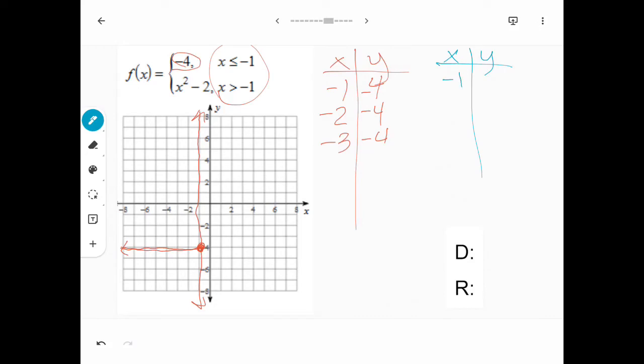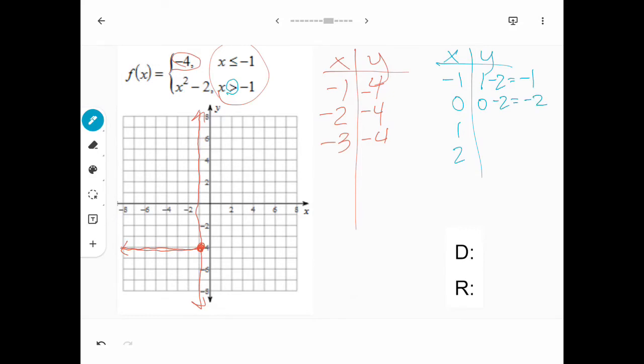Again, using -1, even though that's going to be an open circle since it is not equal to here. And then maybe 0, 1, 2, however many you need. When I plug in -1, -1 squared is 1. 1 minus 2 gives me -1. Plugging in 0, 0 squared is 0. Minus 2 gives me a -2.